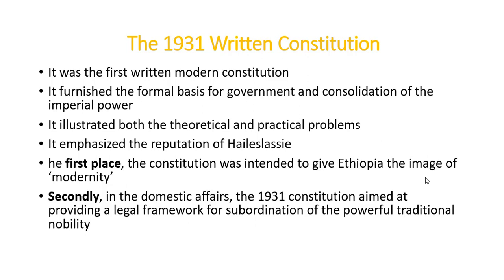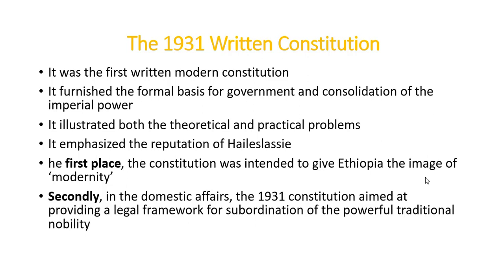Thus, the constitution served the interest of the emperor. It was mainly designed to affirm the absolute power of the emperor in the political life of the country, rather than guaranteeing the rights and freedoms of Ethiopian citizens. Evidently, the 1931 constitution can be referred to as the Charter of the Absolute Power of the Monarchy.